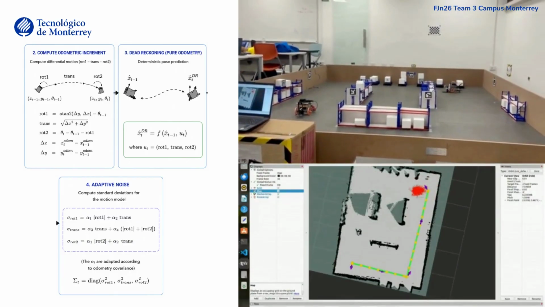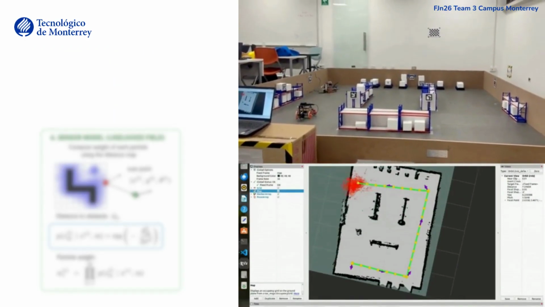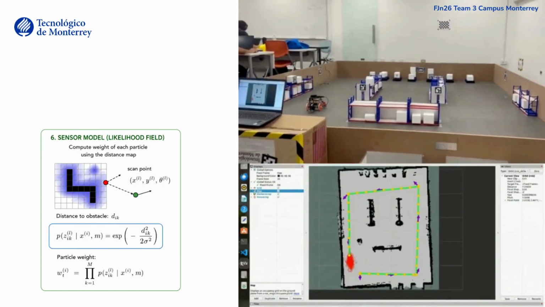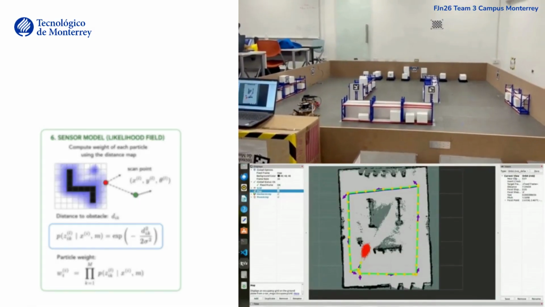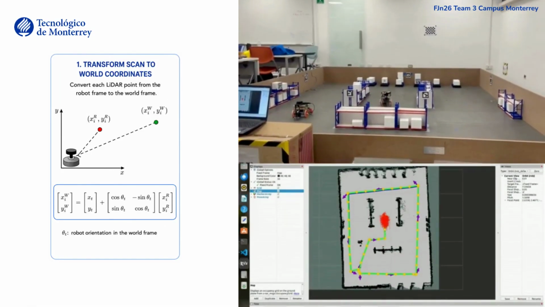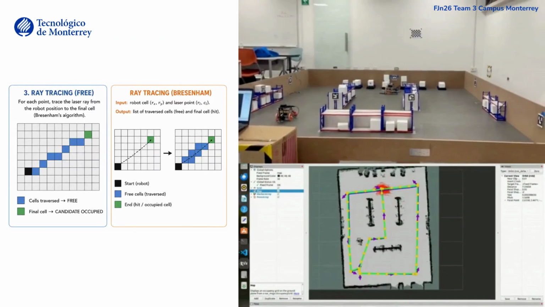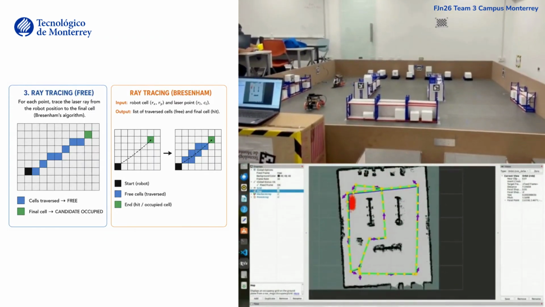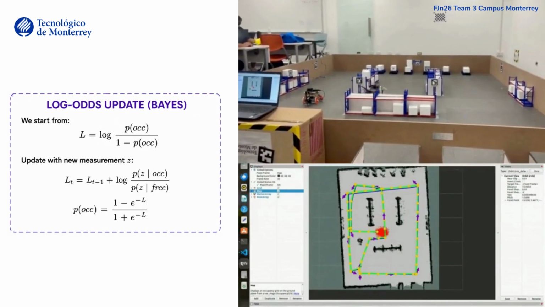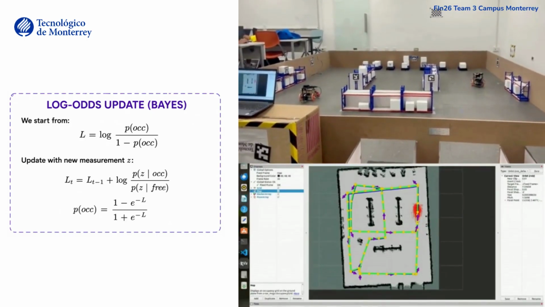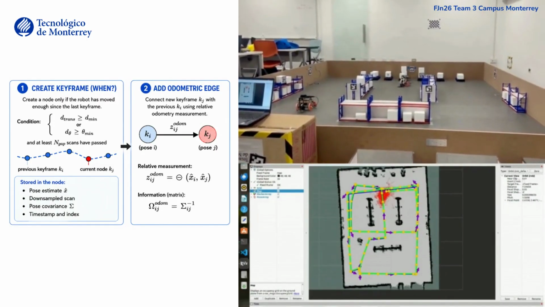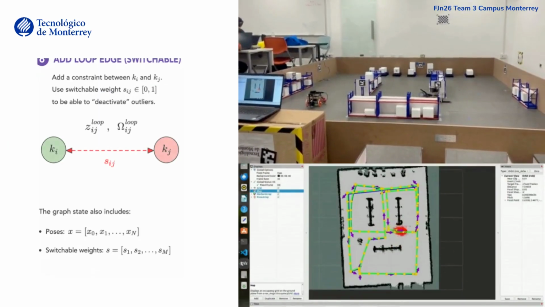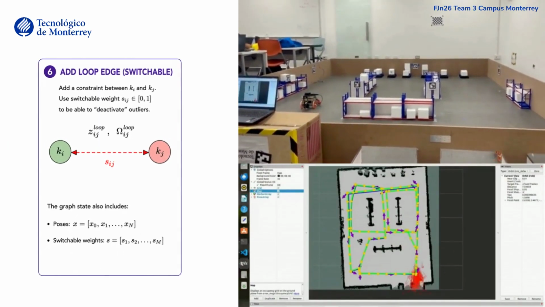Before the robot can navigate autonomously, it must first understand and represent its surroundings. Since the environment is initially unknown, the robot must continuously estimate its position while building a map of obstacles and free space. Our pipeline begins with Monte Carlo localization. Using odometry, we apply dead reckoning to predict the robot's motion, while a particle filter and a likelihood field sensor model use LiDAR measurements to determine the most probable robot pose.